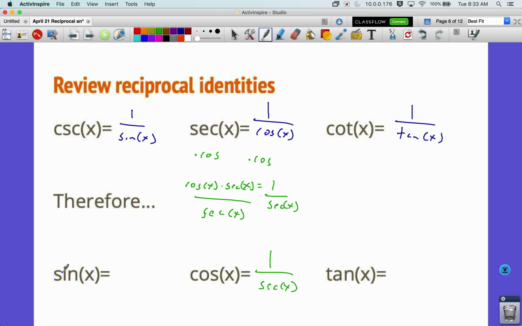So likewise, sine is equal to 1 over cosecant, and tangent is 1 over cotangent. Get all these copied down.